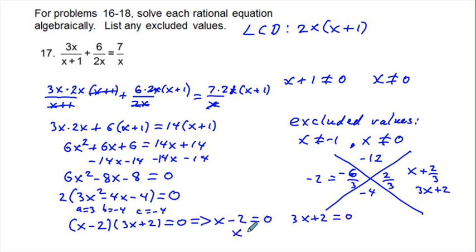So x is equal to 2, and also for this other one we have to subtract 2 and divide by 3, so x is equal to negative 2/3. So are any of those excluded values? Okay, these will be both real solutions.